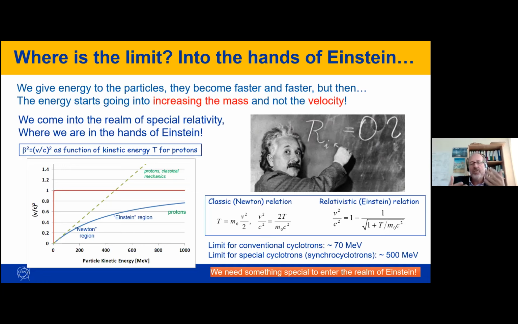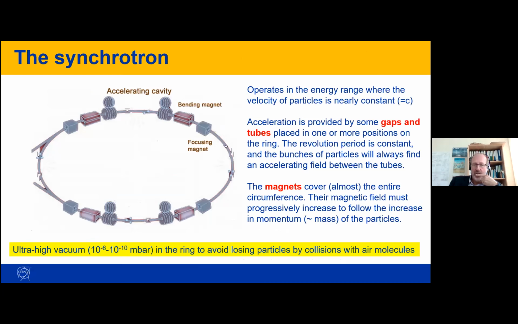You can correct that, going, for example, to synchrocyclotrons. You have special designs that allow you to go a bit higher in energy, but it is not enough. Cyclotrons at a certain moment are limited in energy. So you need something different. And what we do is the synchrotron.